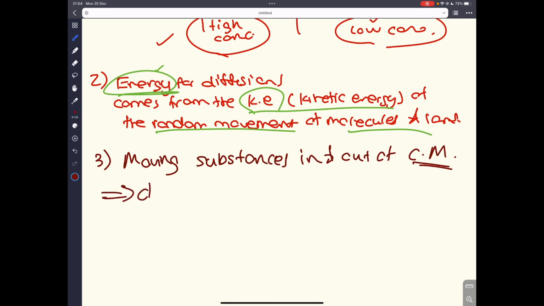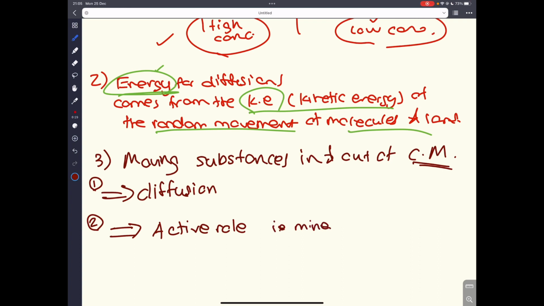Now, one of these methods is by using diffusion, where the particles, molecules or ions can diffuse directly into or out of the cell membrane. This is the first factor. A second factor is that active transport plays a very huge role in moving substances, such as mineral ions in plants' roots. So essentially, there are two methods of moving substances. It's either via diffusion or active transport.